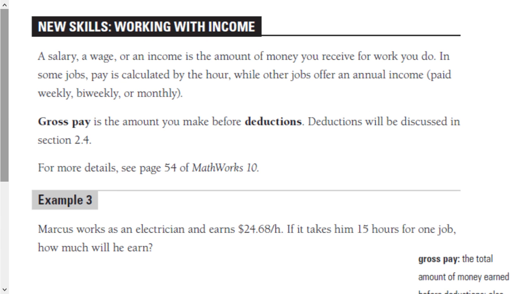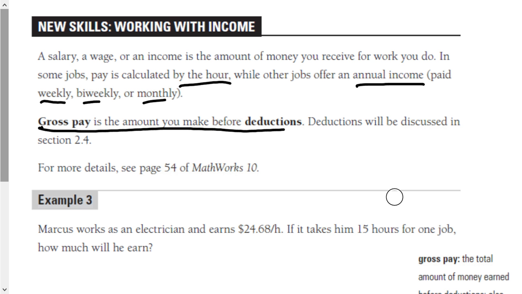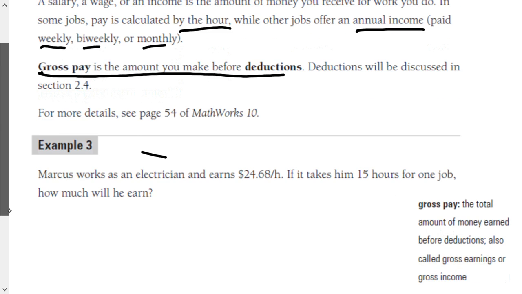Our new skill today is working with income. A salary, a wage, or an income is the amount of money you receive for work you do. In some jobs, pay is calculated by the hour, while other jobs offer an annual salary, paid weekly, bi-weekly, or monthly. Gross pay is the amount you make before deductions. We're going to talk about those in a different chapter section.